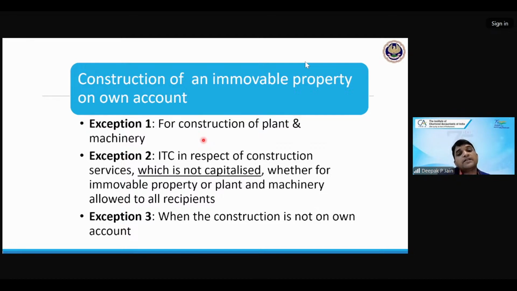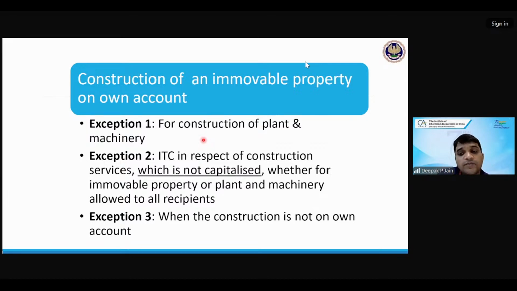So can we claim depreciation on the tax portion? Yes, since you are capitalizing it and credit is not available, you will capitalize the tax portion also. So in that case, you will get the depreciation. No issues with the depreciation there.